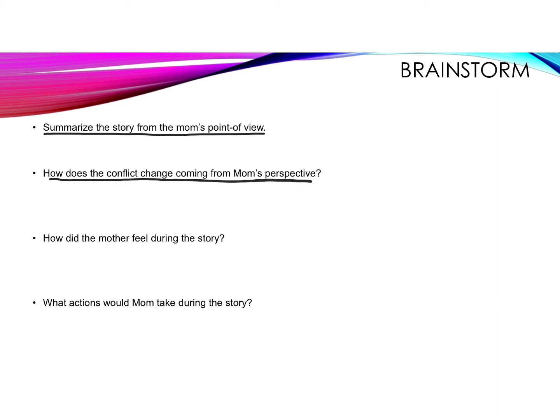From the mom's perspective, what is the conflict? Not the daughter's. So how is that conflict changing from what the daughter thought the problem was to the mom? Because we're focusing on mom here. Okay. And how do you think mom felt during the story when all of these events are going on? Okay. And what do you think mom was doing during this time?